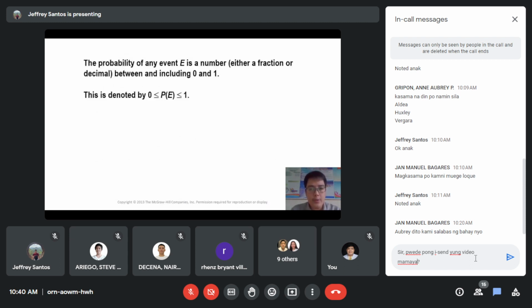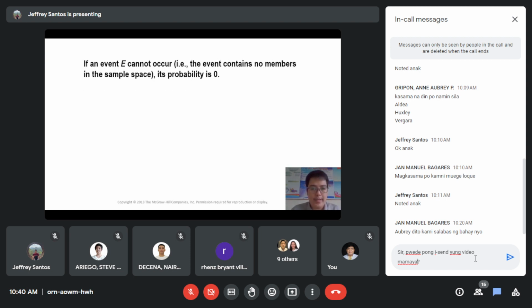So please take note of the following. The probability of any event E is a number, either a fraction or a decimal or percentage. Kapag fraction or decimal, its value is between 0 and 1. Pero kapag percentage, of course, ang pinaka-value niya is from 0 to 100%. This is denoted that the probability of a given event will be greater than or equal to 0 but less than or equal to 1.